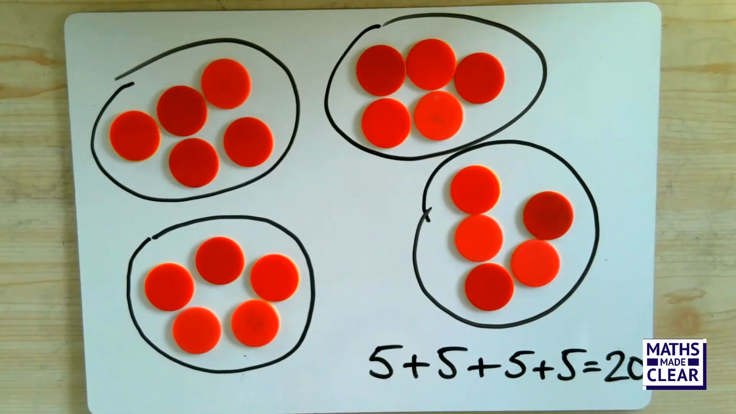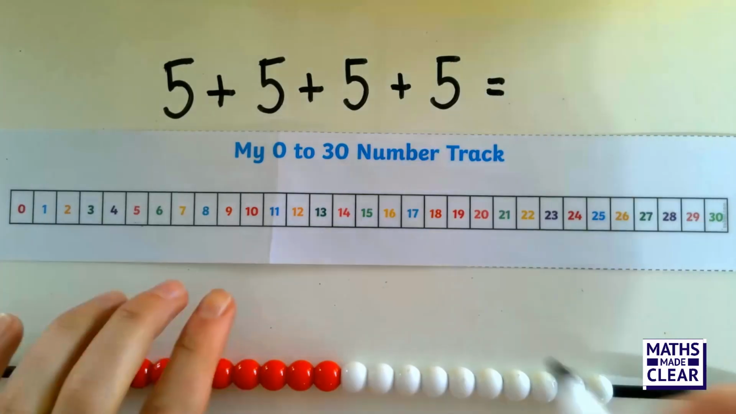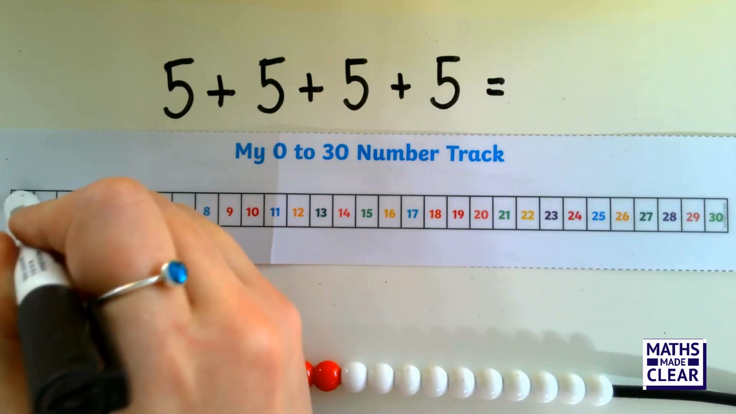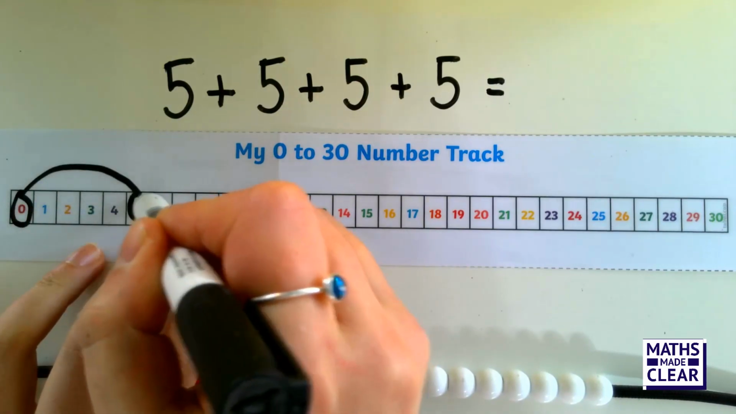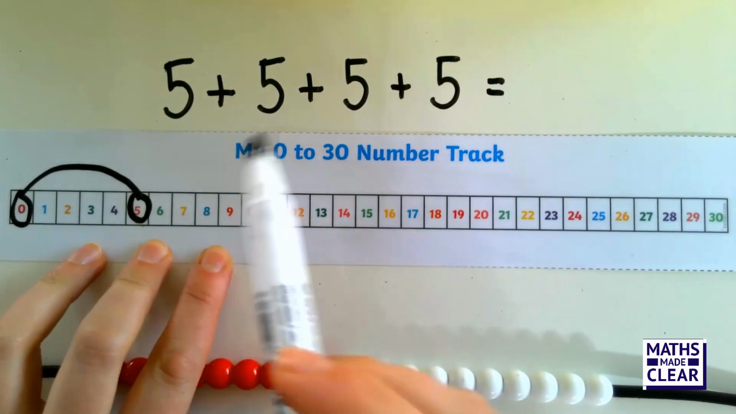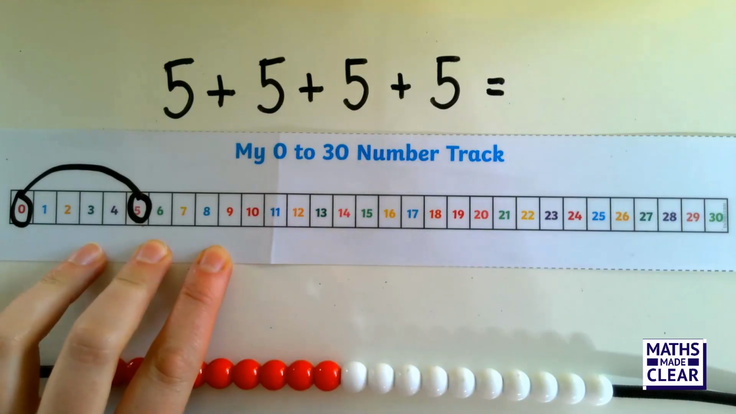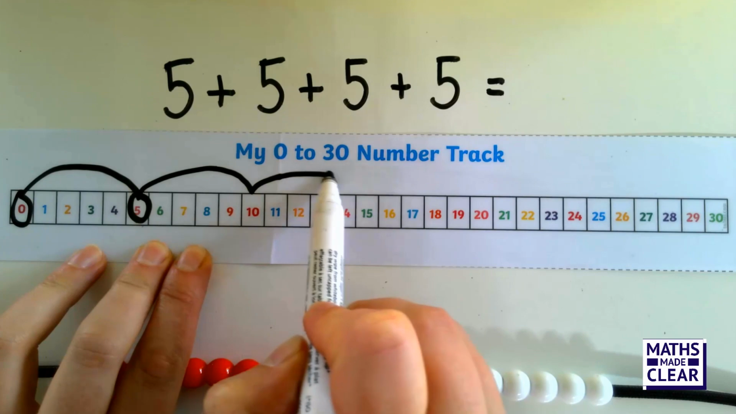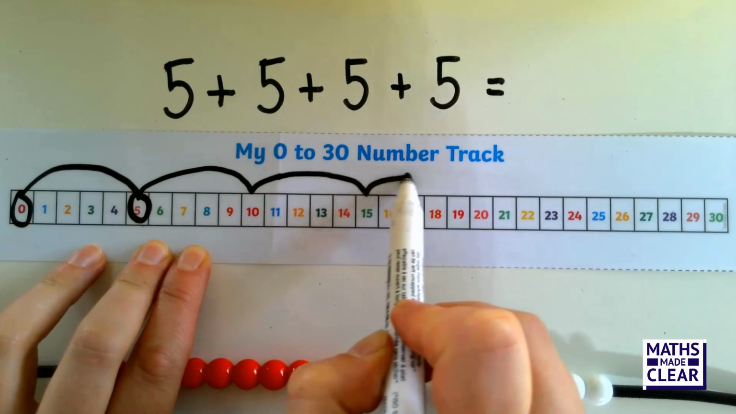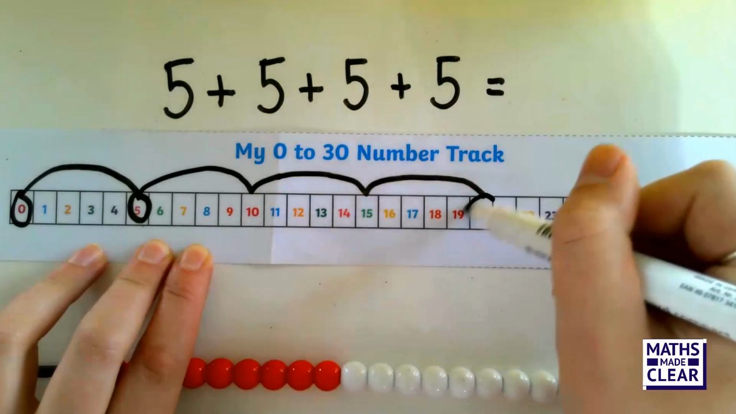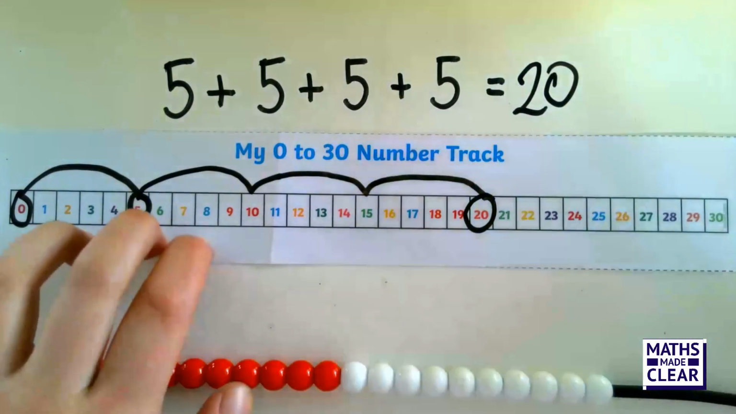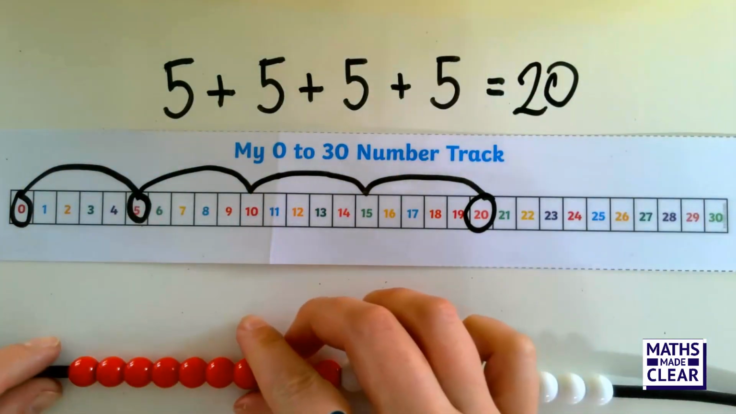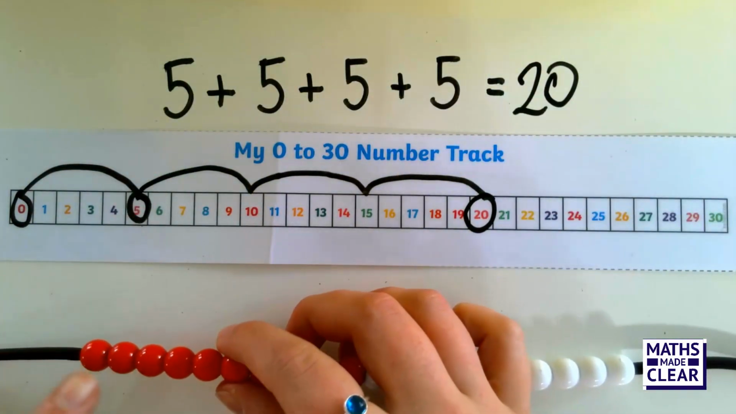So if we were looking at how we would represent this on a number line, we could start off by finding the number 5. And we know we're going to need to have 4 groups of 5 in total. So we've got 5, then we add another 5 to get to 10, then another 5 to get to 15, and finally another 5, so we get the total of 20. We could show this on a number line, but we could also use a set of beads to show too.